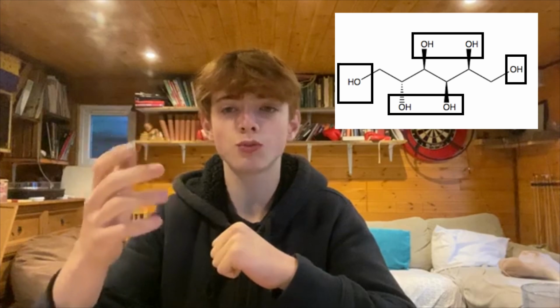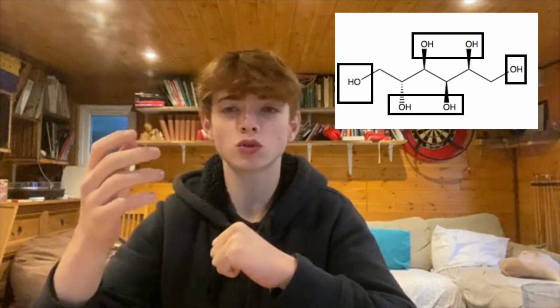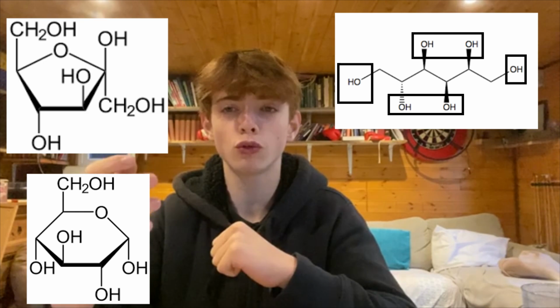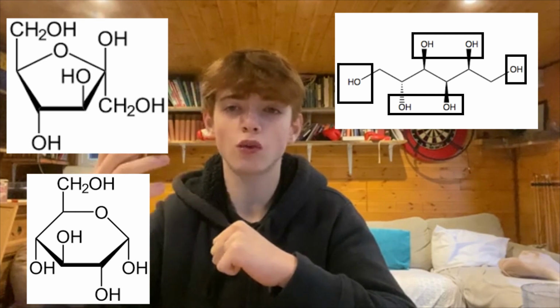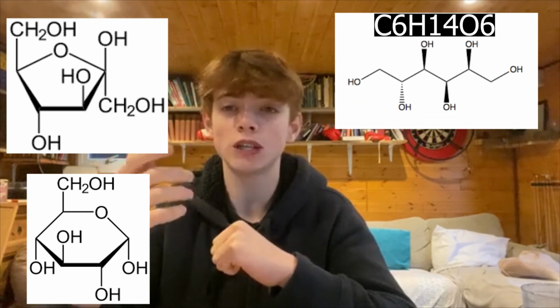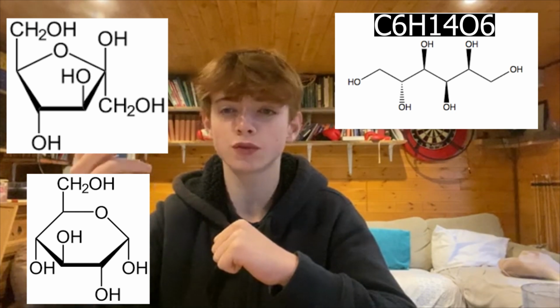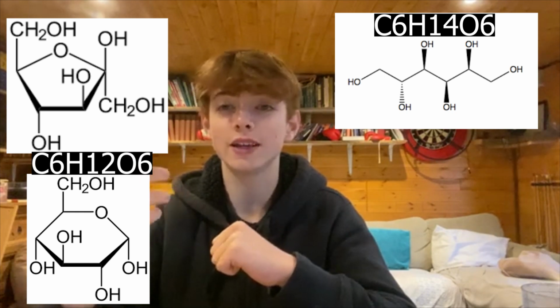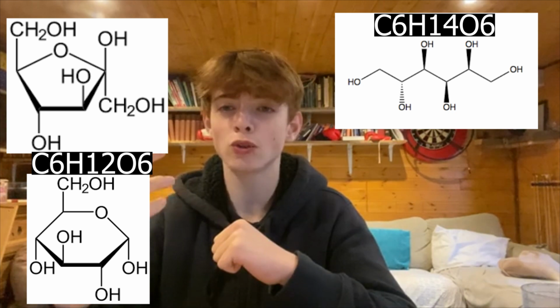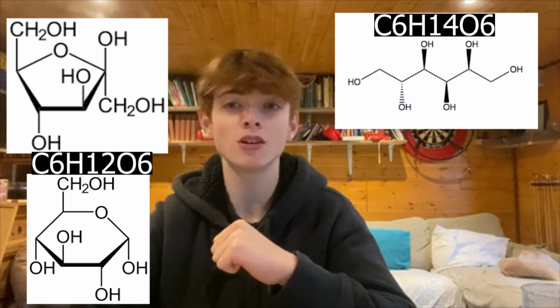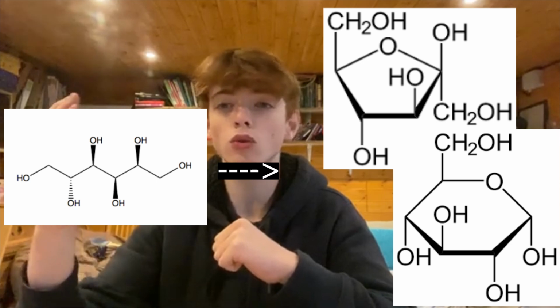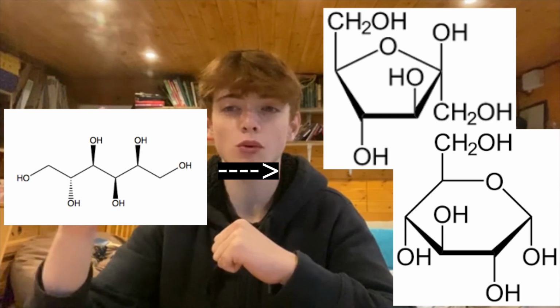What is sorbitol? Sorbitol is a polyol containing 6 hydroxyl groups, with a chemical structure similar to both glucose and fructose. Sorbitol has the molecular formula C6H14O6, similar to both glucose and fructose's C6H12O6, and consequently, sorbitol can be turned into and metabolized into both glucose and fructose at different points in time.